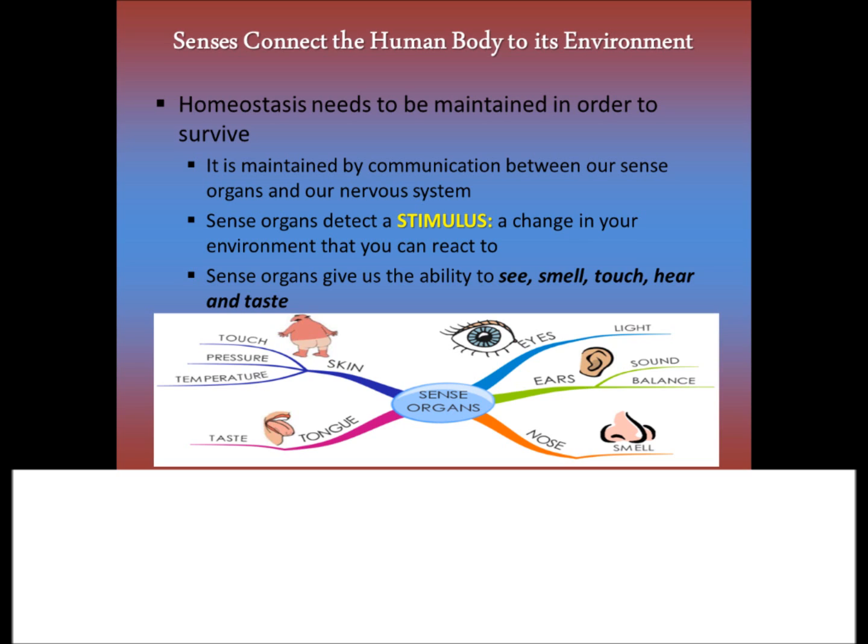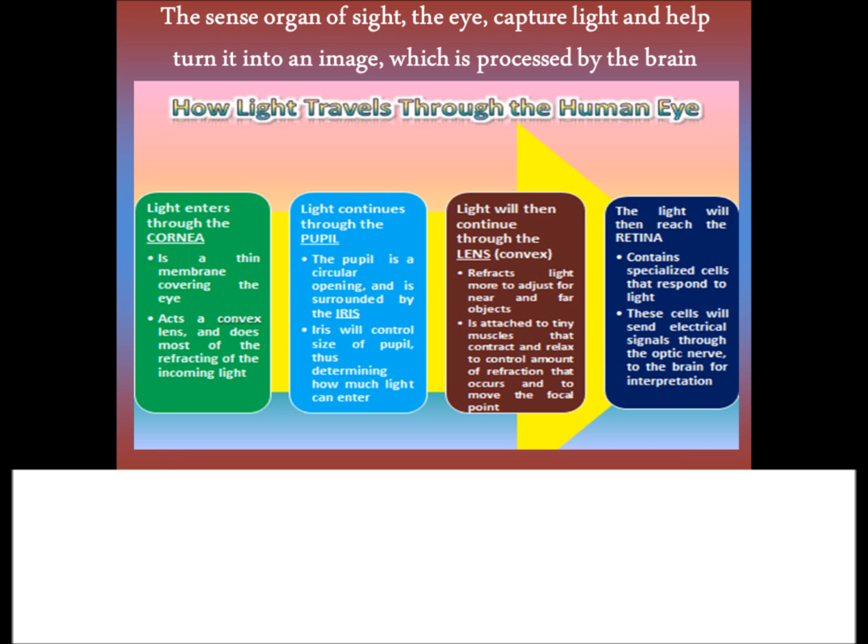Okay, so say for example that you hear a very loud penetrating sound. Your reaction is going to be to cover up your ears. So those always go hand in hand together. The sense organ of sight is obviously the eye. So the eye is used to capture light and help to turn it into an image, which is then going to be processed by the brain.